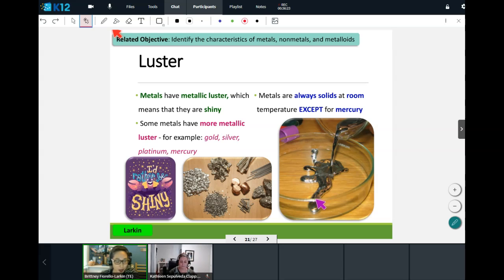Mercury is toxic if you play with it too much. So people like 50 years ago used to break open mercury thermometers and kids would play with the mercury, but we learned over time that mercury is toxic, so we don't have mercury thermometers anymore.